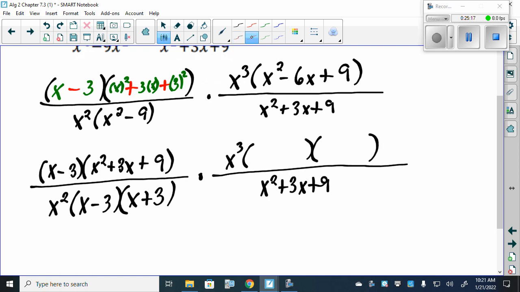Our signs would be negative and negative, because the third term is positive, so the signs are the same and they match the sign of the middle term, which is negative. Factors of x squared are x and x. The factors of 9 are 3 and 3.